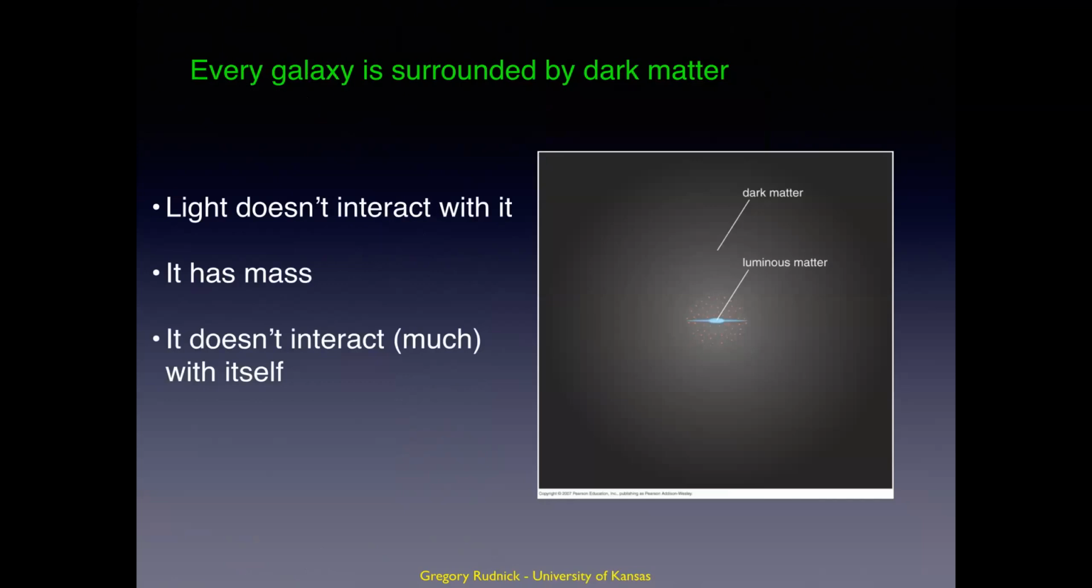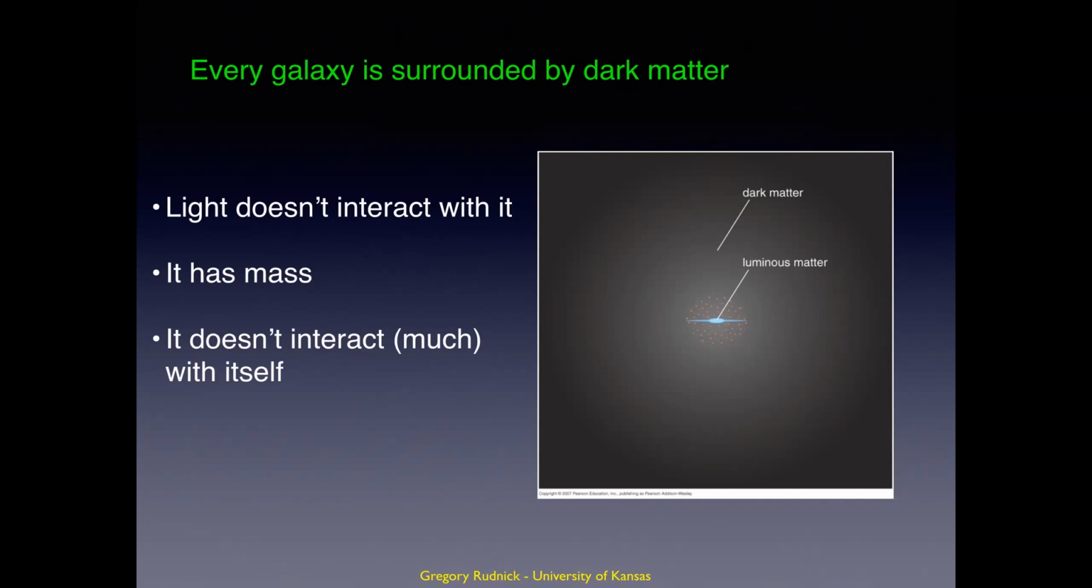So we believe now that every galaxy is surrounded by dark matter. Dark matter, we know based on its gravitational pull on objects. We've never actually detected it. We think it's a particle. We think it's a particle with mass, but one that doesn't interact with matter or with light, or even with itself.